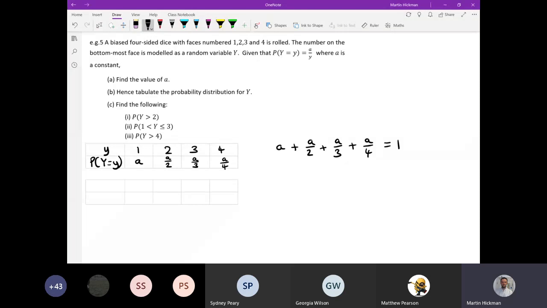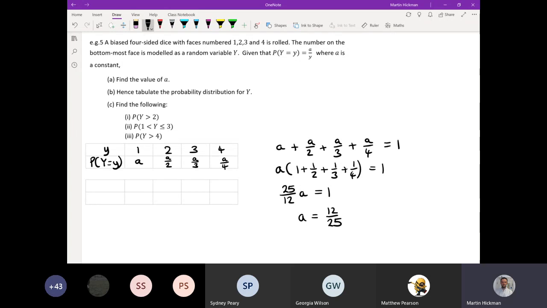Now, there's a couple of things you can do here. You could have a common denominator for these fractions to add them together, but what I would do is just simply take out a common factor of A. And then you can work this out, but you can also use your calculator to check just in case you make a mistake. And we should get that A equals 12 over 25 here.